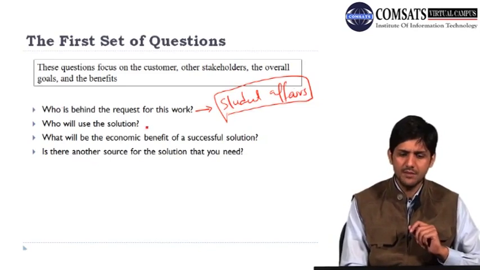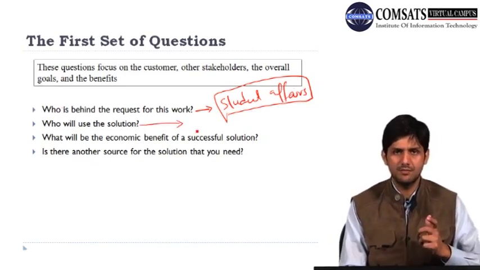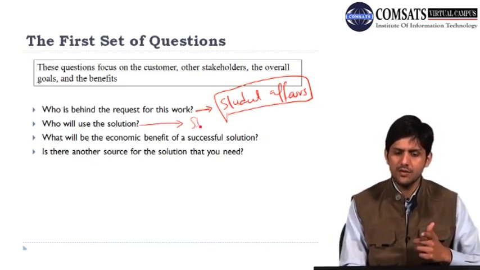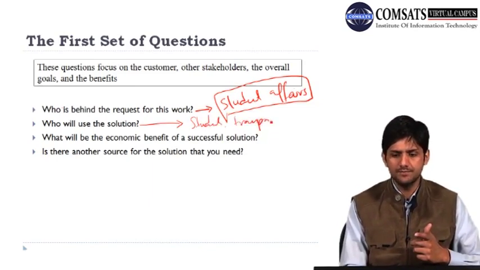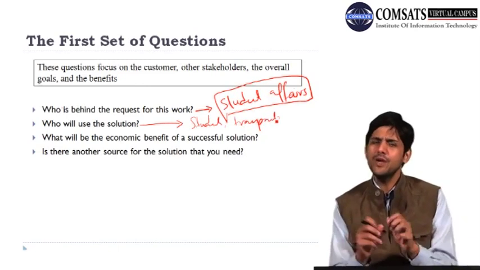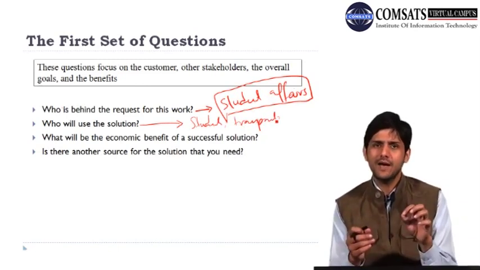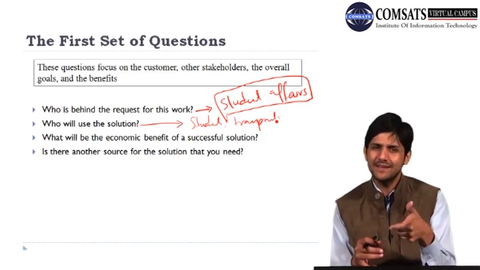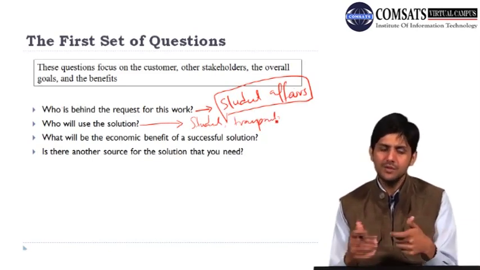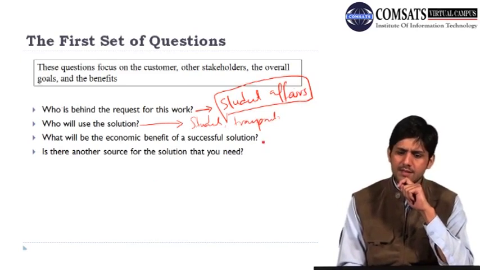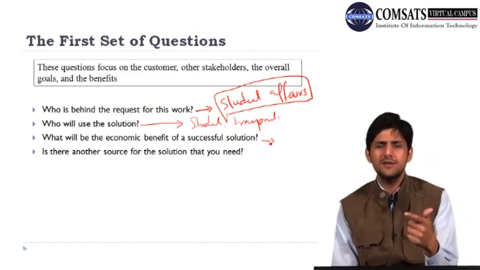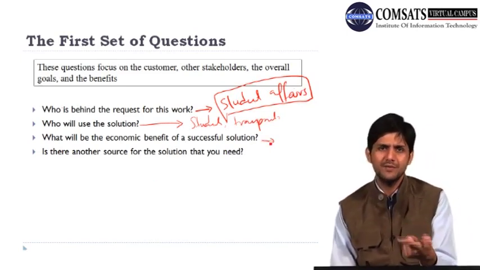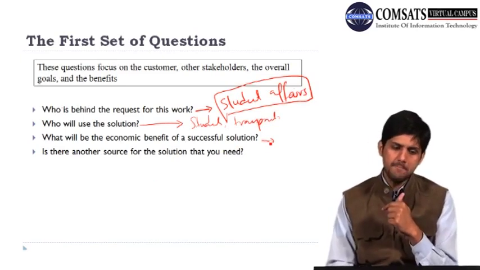Then we ask them who are the users of this system, who will use this. They said, okay, students are going to use it and the transport office is going to use it. So at this point we clearly know that we have some users at the client side, but none of the top management is actually in there right now. So we want to know, what is the economic benefit of this to a university, or what is the benefit of this to a university?